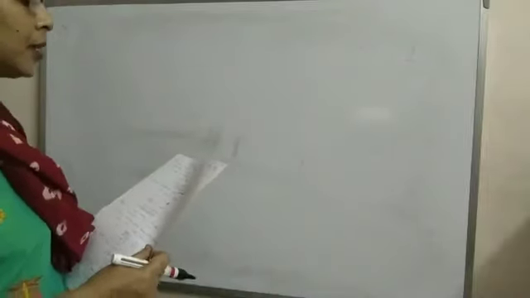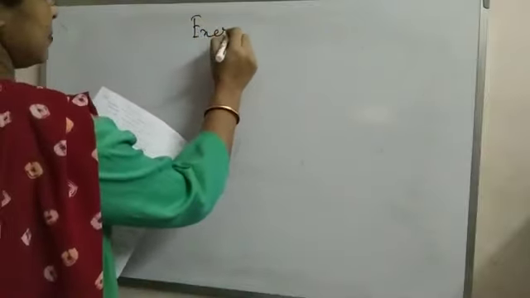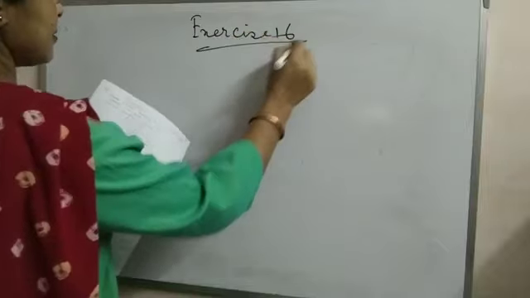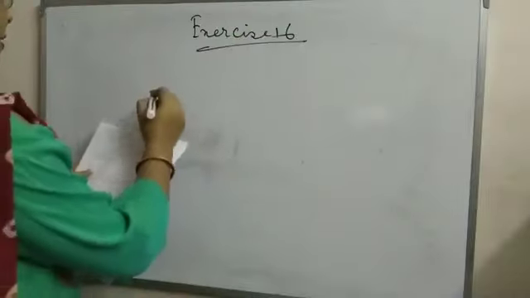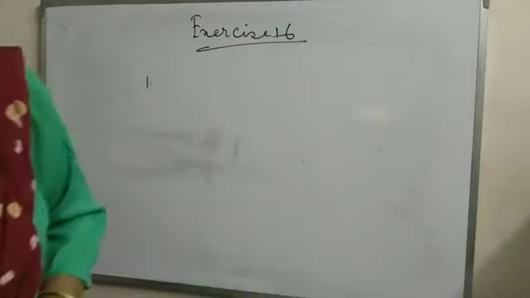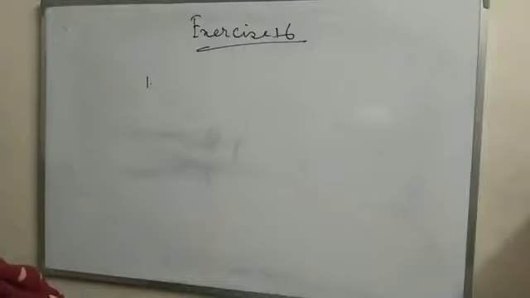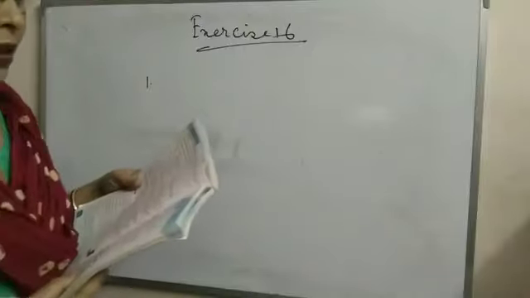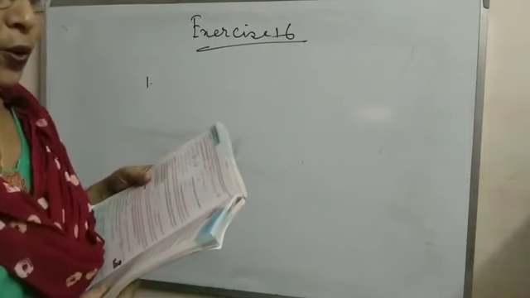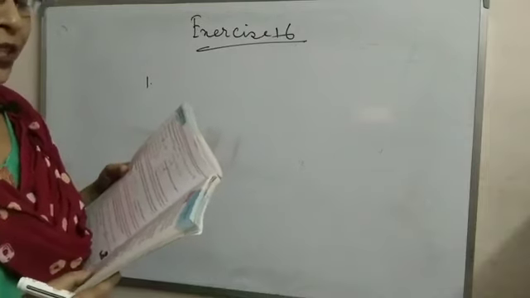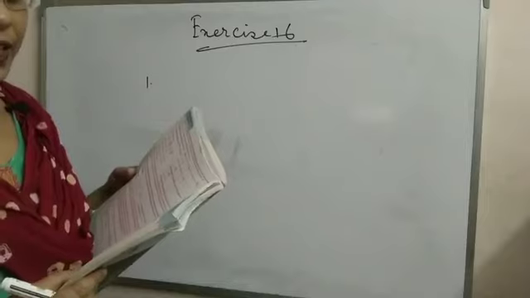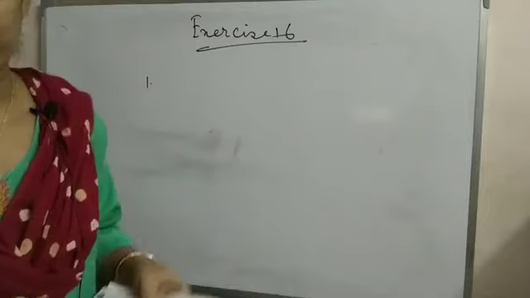Now I am going to the chapter, that means exercise 16. Exercise 16. First sum is: I have made a closed right circular cone whose base radius is 15 cm and slant height is 24 cm. Let us calculate the curved surface area and the total surface area of that cone.